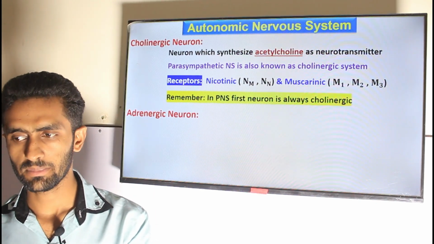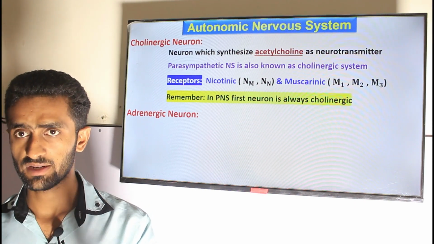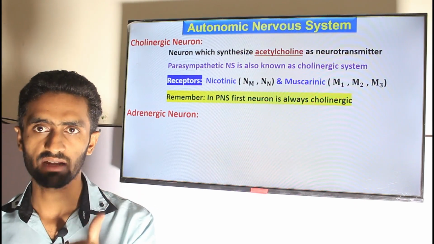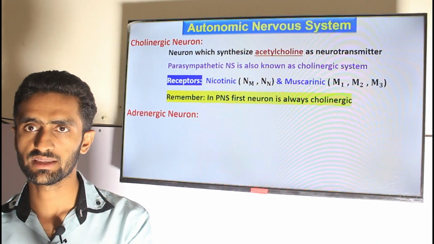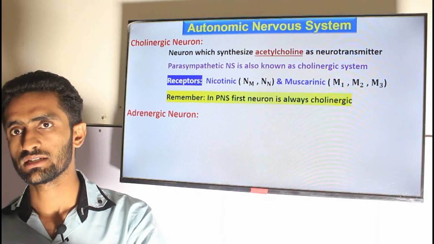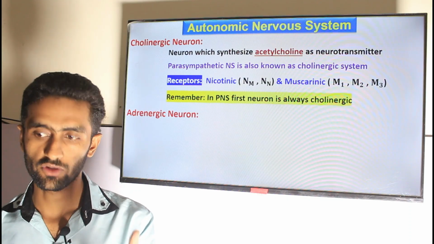So remember, in the peripheral nervous system, the first neuron is always cholinergic, as I mentioned, whether it's somatic, parasympathetic, or sympathetic. So the first neuron is always a cholinergic type.